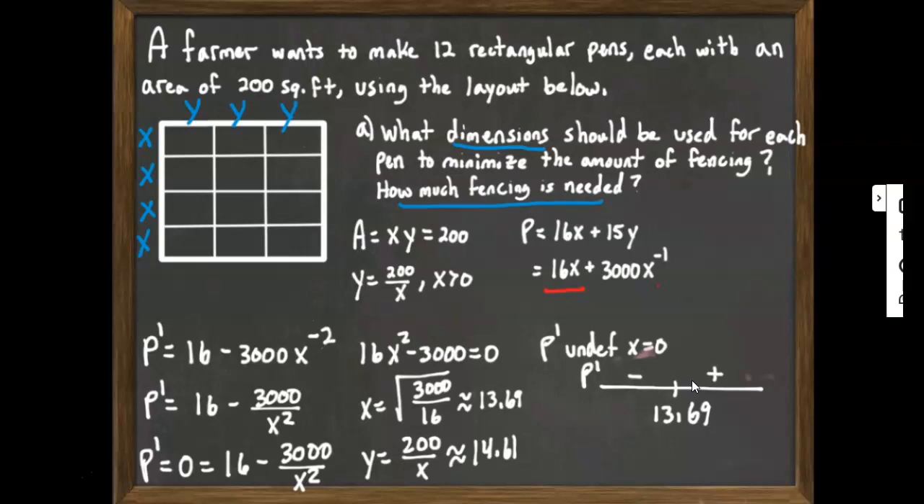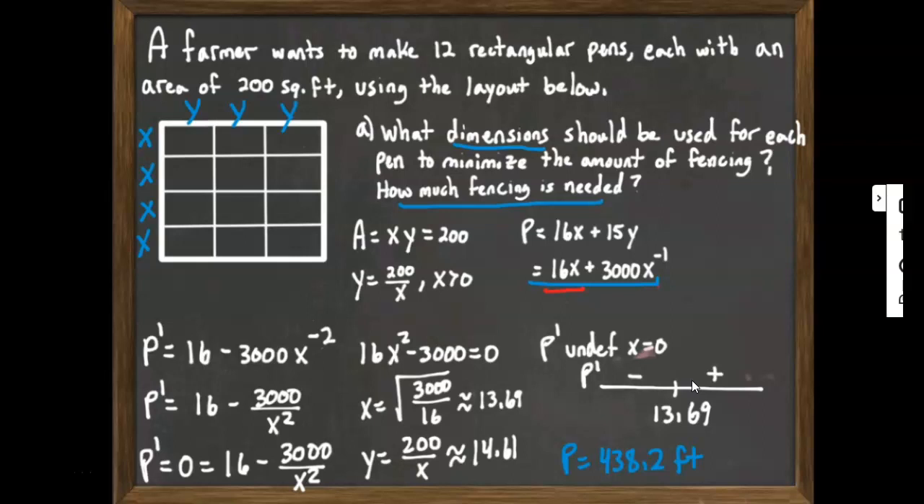And then there is one other question we're asked, and that is, how much fencing do we need? Well, that's where we can go back into our fencing equation here, 16x plus 3,000 over x. Plug in our x answer of 13.69. And when we do, we'll get our total amount of fencing needed is 438.2 feet of fencing.